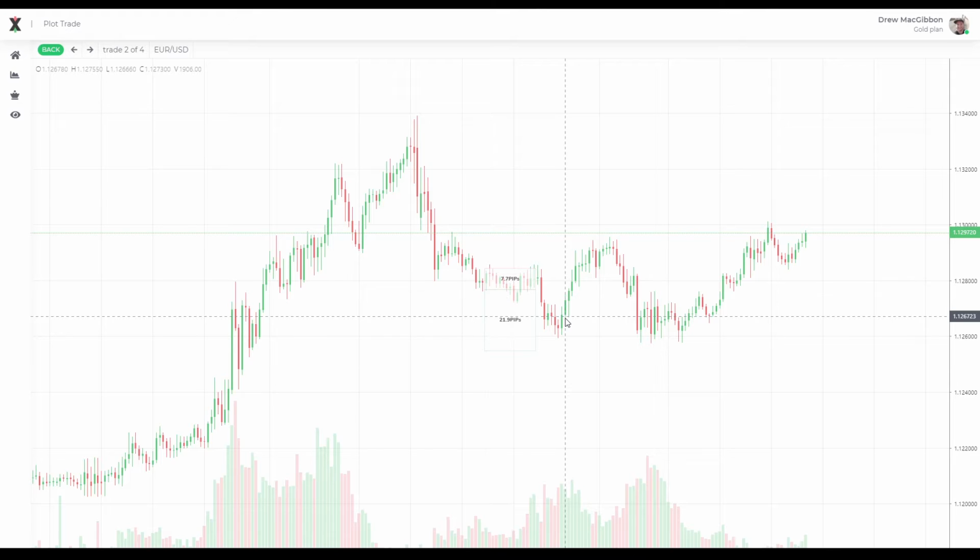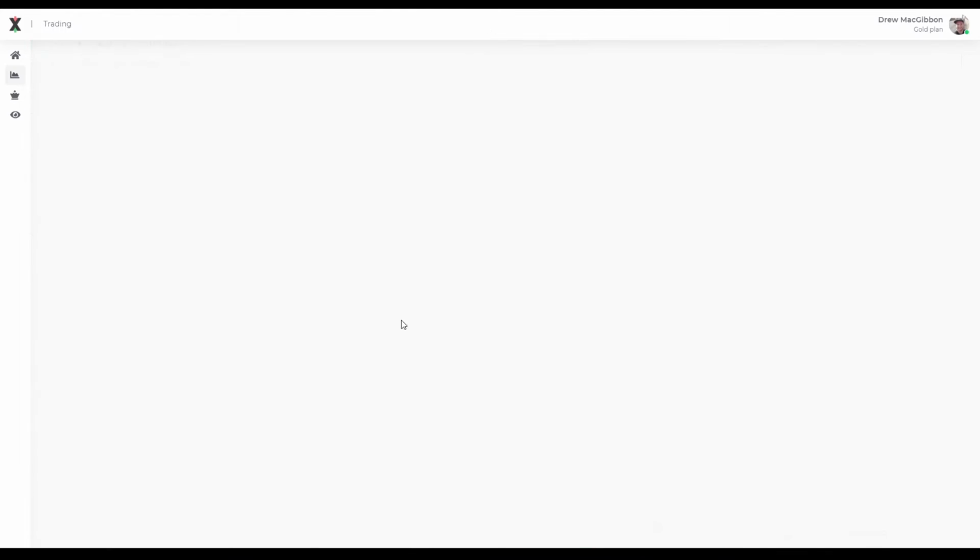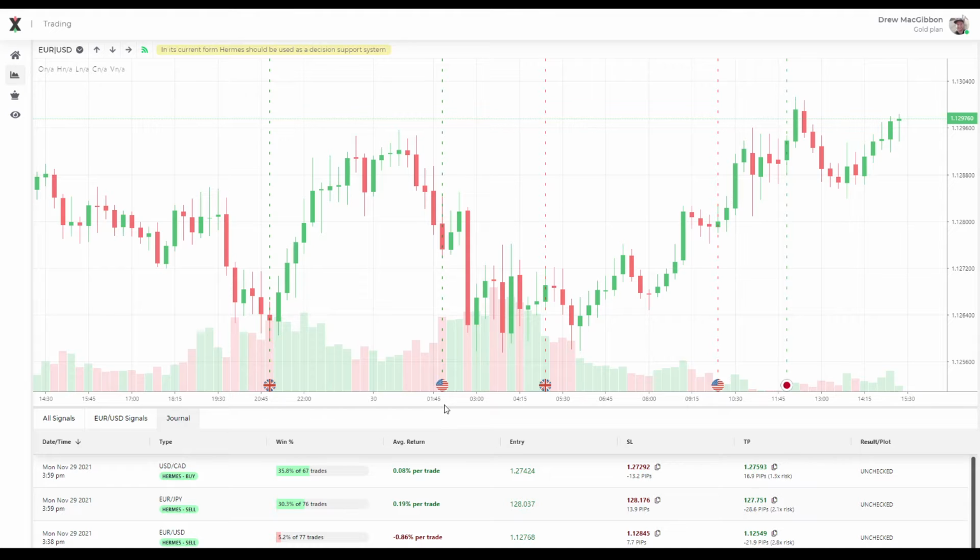Generally, with higher volume, lower spread. I don't know why I hit back there.